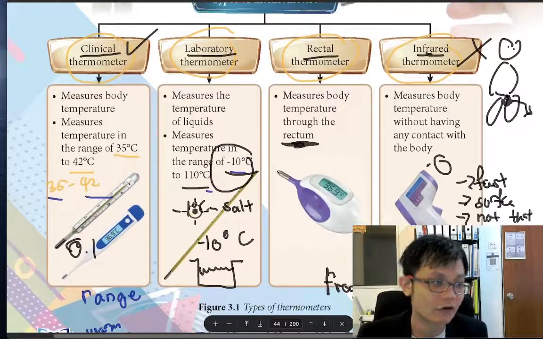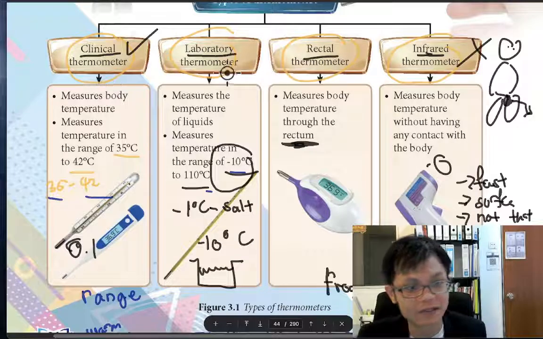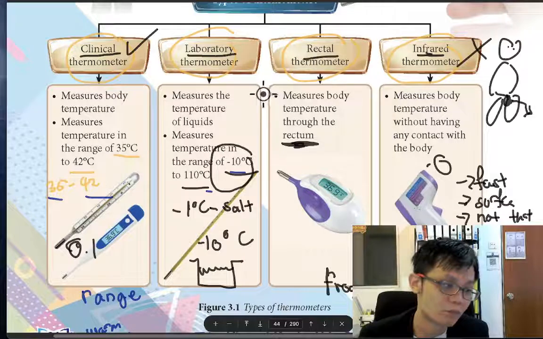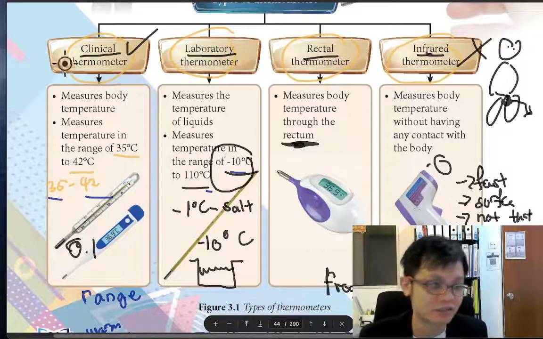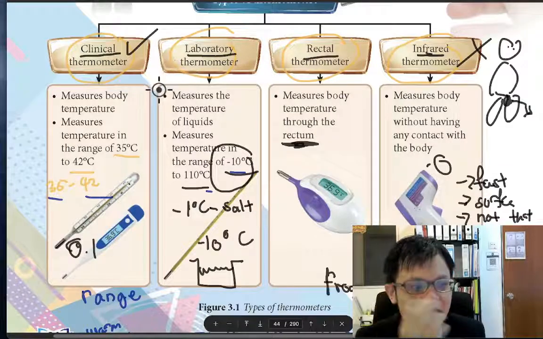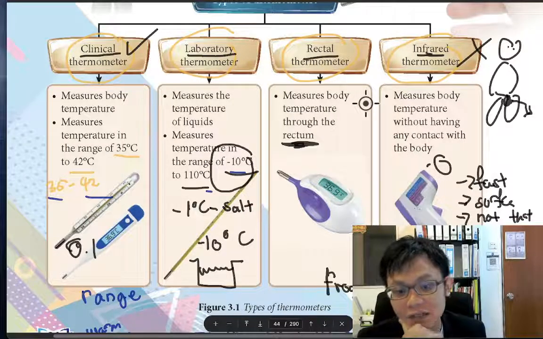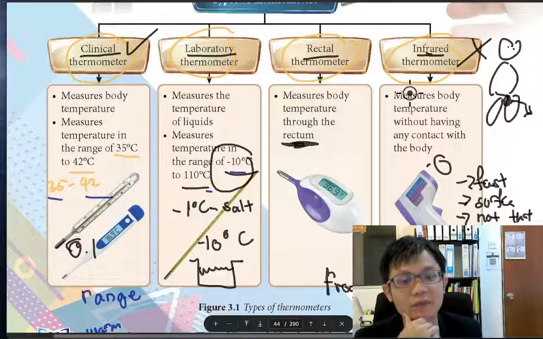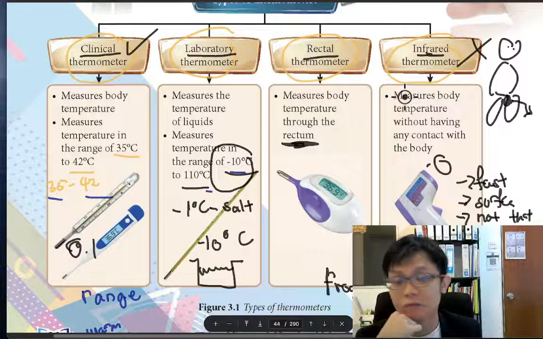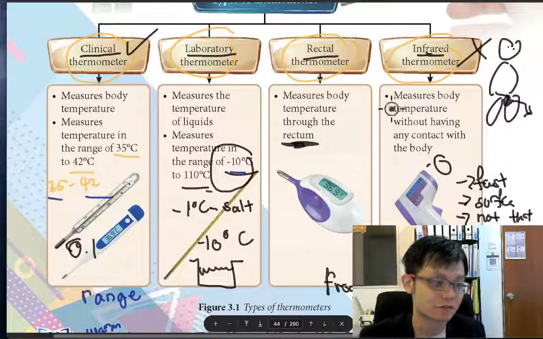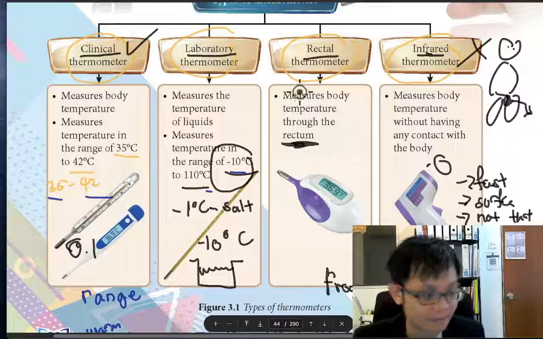So there are 4 types of thermometer: clinical thermometer, laboratory thermometer, rectal thermometer, infrared thermometer. What the exam will ask, usually they will ask what is the difference between clinical and laboratory. They give you a situation, which thermometer to use, why we want to use a rectal thermometer, maybe for children, for baby. Infrared thermometer, maybe we can use it for screening people before entering the shop, like COVID test, because it is fast and so on. So this one you need to remember.